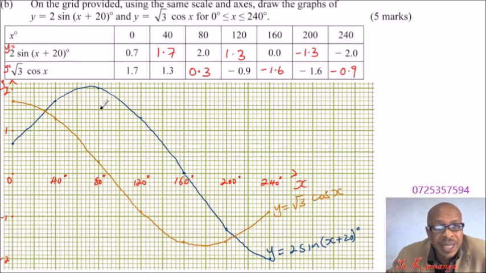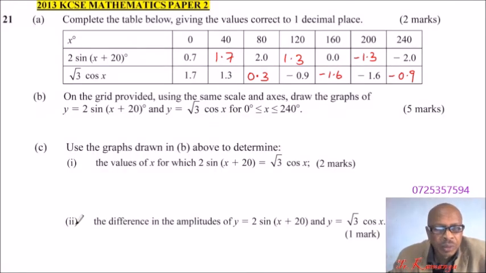So with that now, we should be able to answer the next question. Let's see what we are required to do. Going back to the question, we are told to use the graph drawn in B above to determine the values of x for which 2 sine x plus 20 equals root 3 cos x, and you get 2 marks.